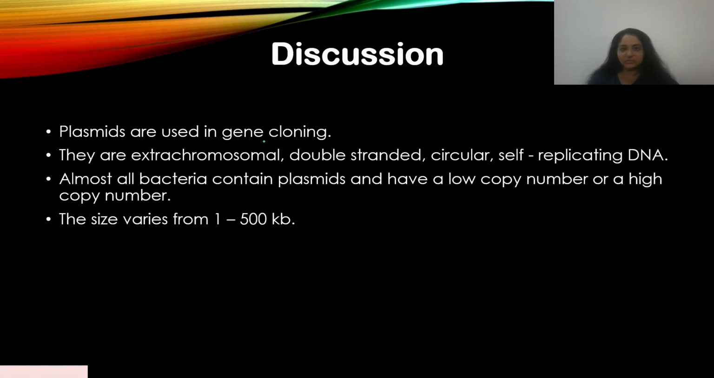So plasmids are used in gene cloning and they are extra chromosomal, double stranded, circular, self-replicating DNA. Almost all bacteria contain plasmids and have a low copy number or high copy number. Copy number is the amount of copies that it can produce. They can vary from 1 to 20 or they can go up to 100. That depends on the origin of replication in the plasmid, and the size varies from 1 to 500 kilobase.